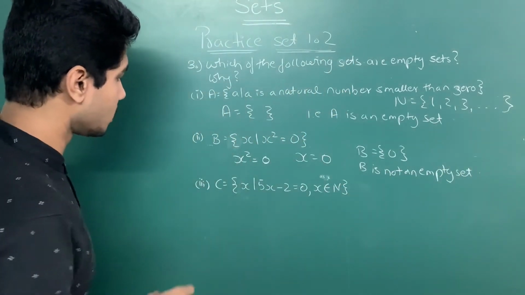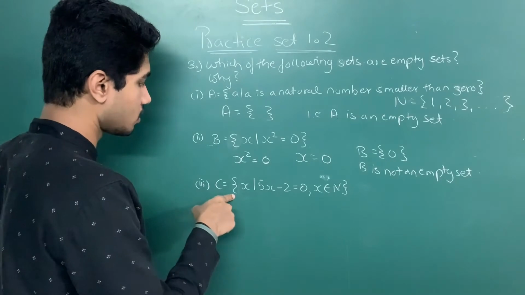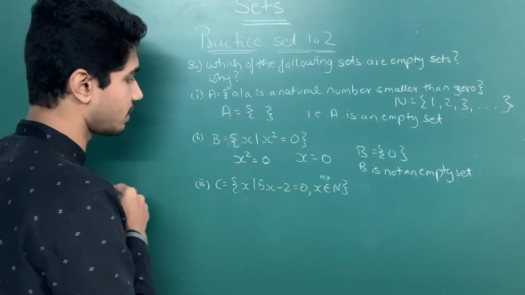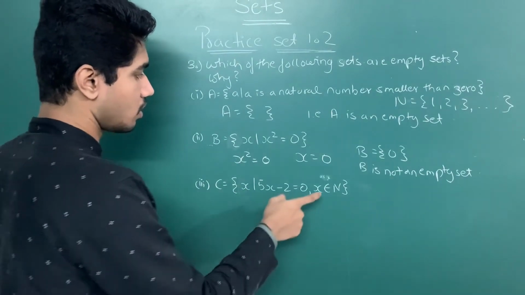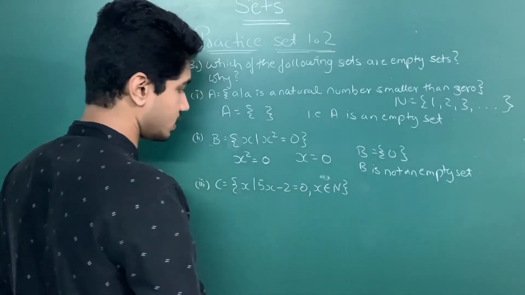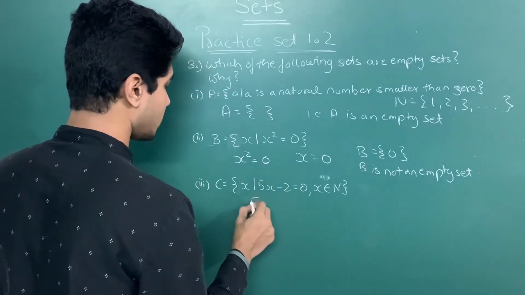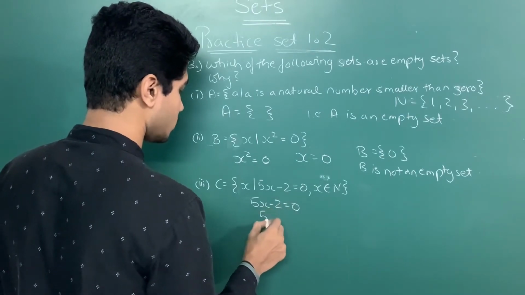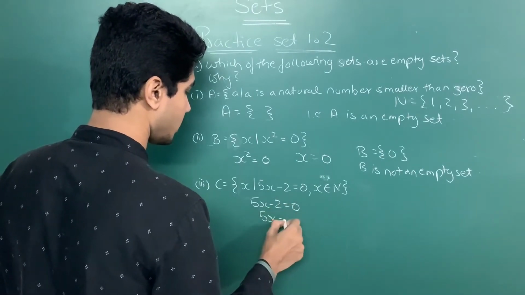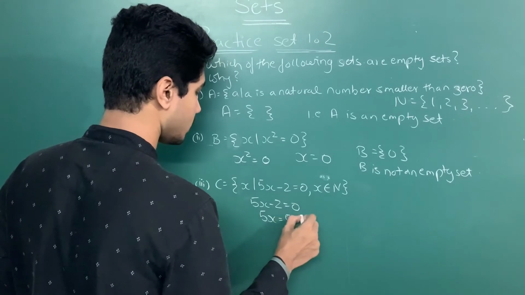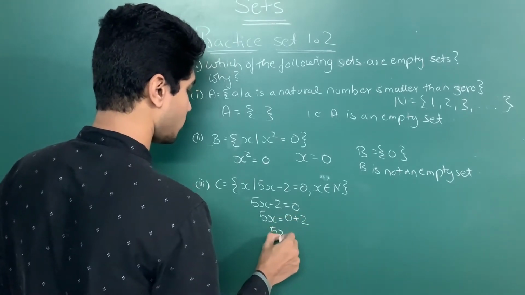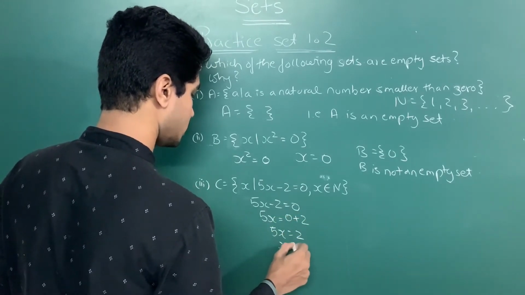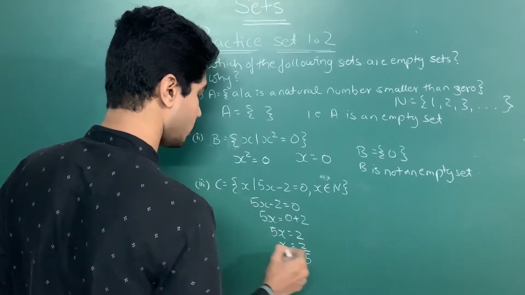Let's see C. C is a set of x such that 5x minus 2 equal to 0, where x belongs to natural number. So हमें condition दिया गया है 5x minus 2 equal to 0. So हम इसको solve करेंगे. So हमें मिलेगा 5x, shift करेंगे minus 2 को, so हमें मिलता है 0 plus 2. So 5x is equal to 2, x is equal to 2 upon 5.